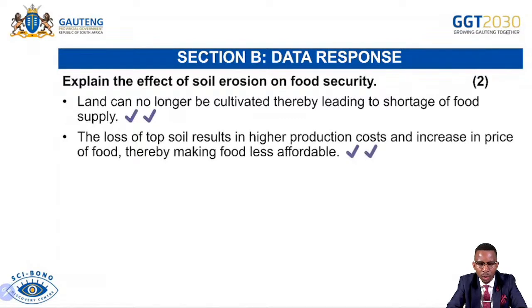The loss of topsoil results in high production cost and increases the price of food, thereby making food less affordable. Remember, if the topsoil has been lost, farmers will always bring soil into that particular area and try to plant again. That will make it more expensive for them to produce. So it will be increasing the cost of production.